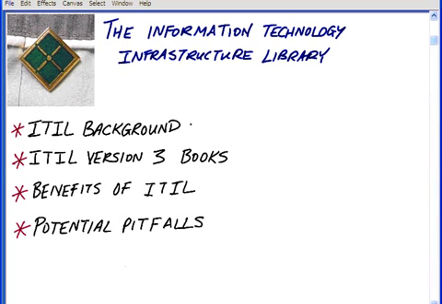In this second movie of the ITIL Foundation CBT Nugget series, we looked at the actual library, the Information Technology Infrastructure Library. Looked at 4 key points: background of the ITIL, a little overview, ITIL version 3, the 5 books of version 3, and the benefits and pitfalls of ITIL.